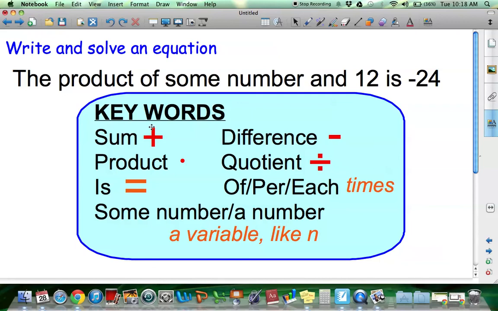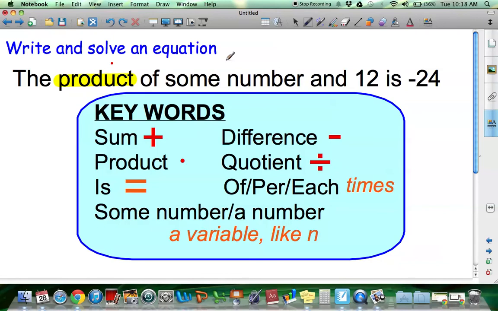Okay, so I'm using my list of keywords, and I'm looking at my statement here. The first one I'm seeing happens right away. It says we are talking about product, which is times. So I know that whatever's happening in this problem, I'm going to be multiplying something.